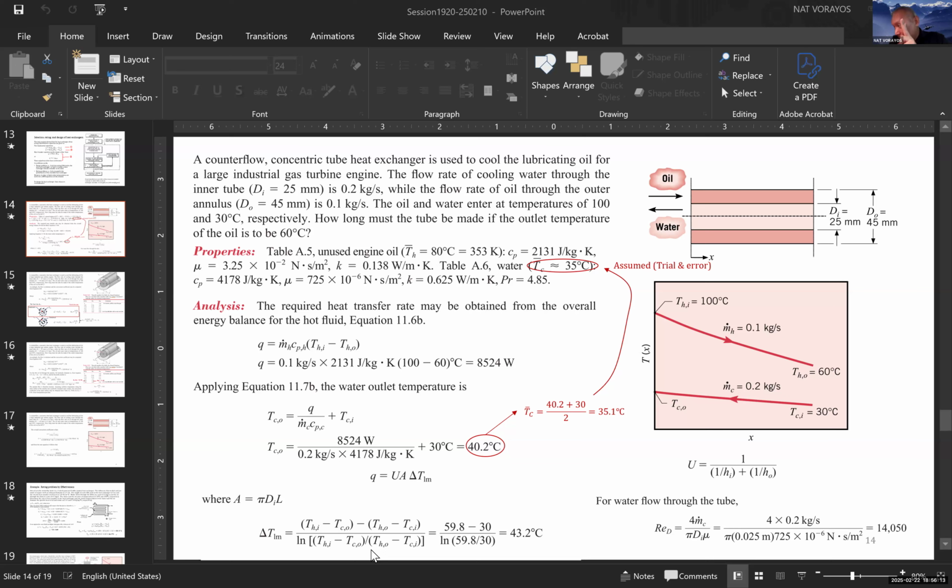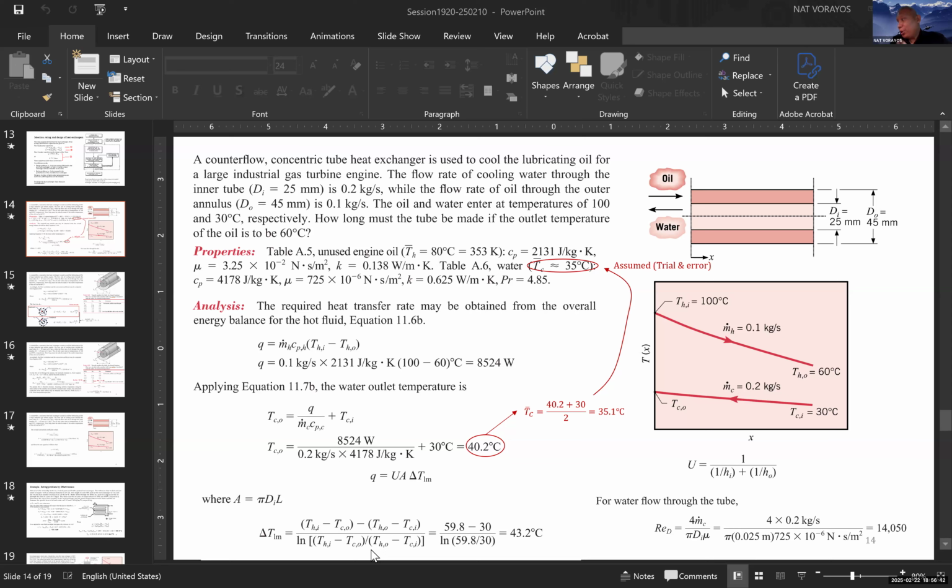Once again, let me repeat myself. If two temperatures are known and the other two unknown, don't use the log mean temperature approach. Use the effectiveness approach. If you know all four of the temperatures, you are okay to use the log mean temperature approach.